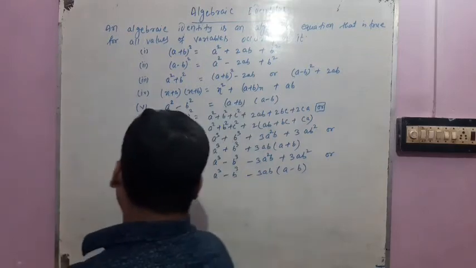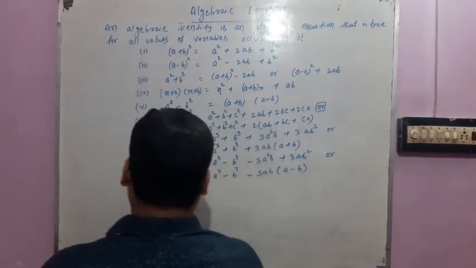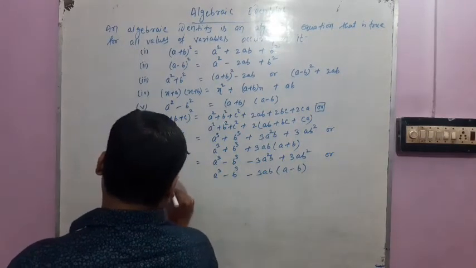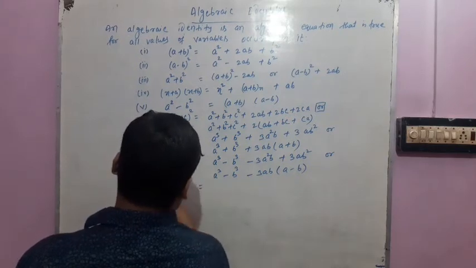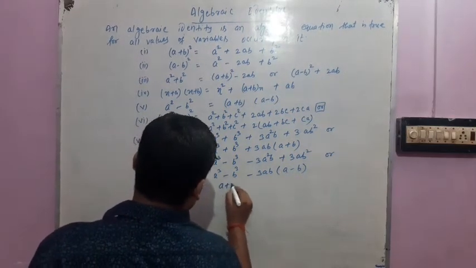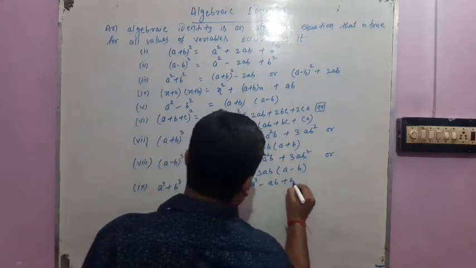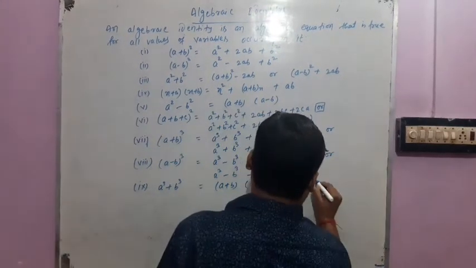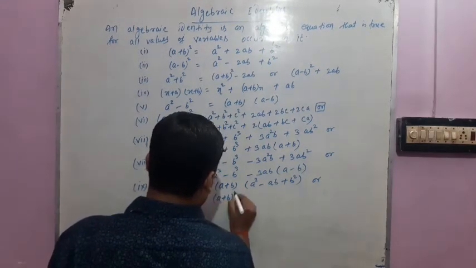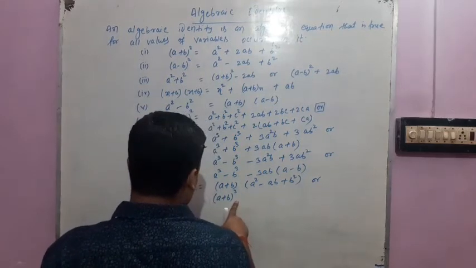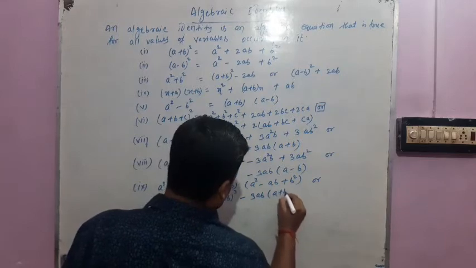Now the next identity is identity number 9, that is a cube plus b cube. We can also get this identity from this result. The formula of a cube plus b cube is a plus b into a square minus ab plus b square. Or we can also write it as the whole cube of a plus b minus 3ab into a plus b.